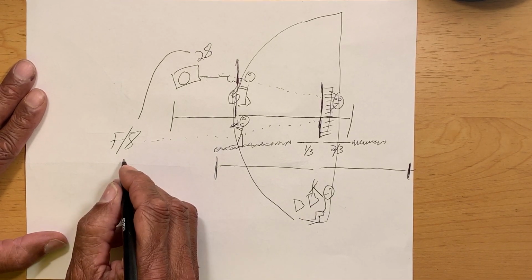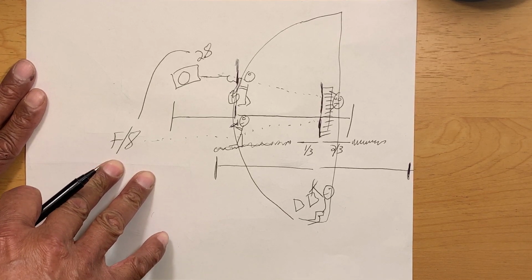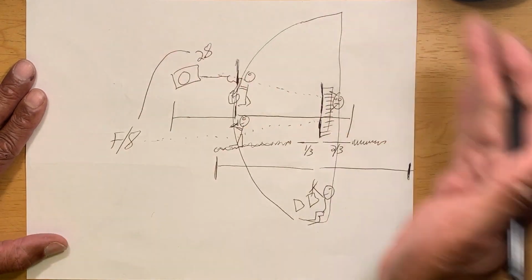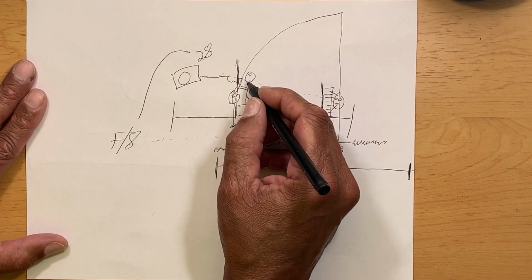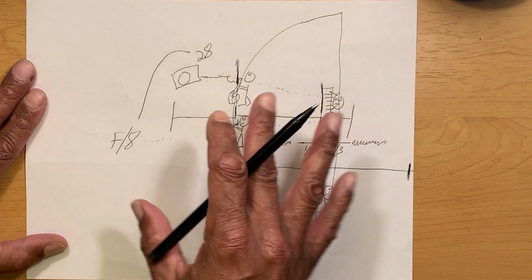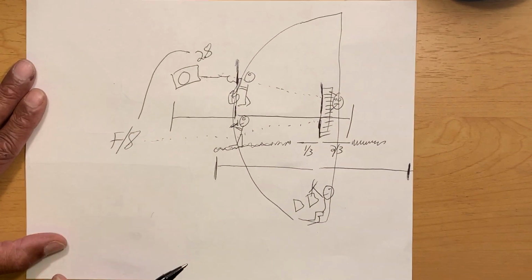So I want to shoot the concert with an f-stop around f8 or so that I can get the entire stage in focus. I'm not looking to do an artistic type of look where the guitar player is sharp and in focus and the rest is blurred out. I don't want that right now. Right now I want everything in focus, so I need to stop down to f8.